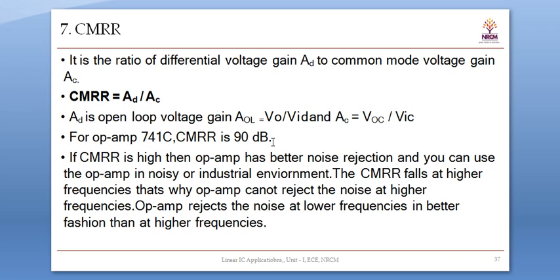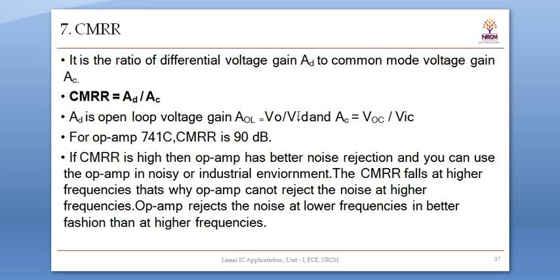If the CMRR is high, then it has a better ability to reject common mode voltages. Common mode voltages such as electrical noise are rejected in better fashion if CMRR is high, and you can use the op-amp in a noisy environment. If the CMRR is low, then you cannot use the op-amp in a noisy environment. The value of CMRR decreases with frequency.